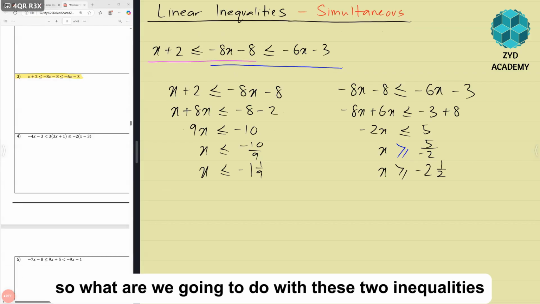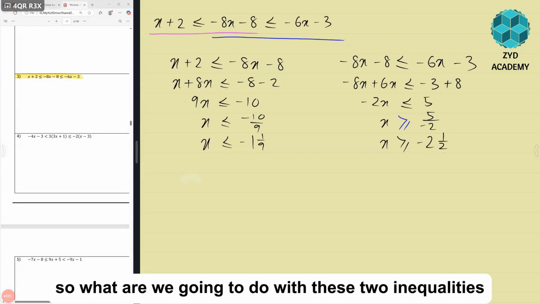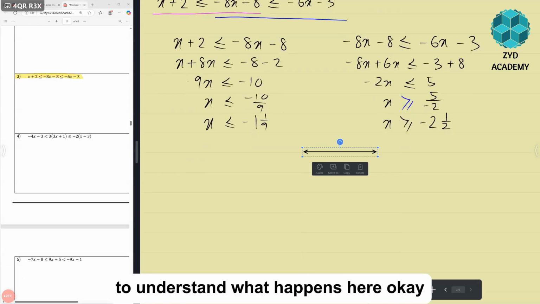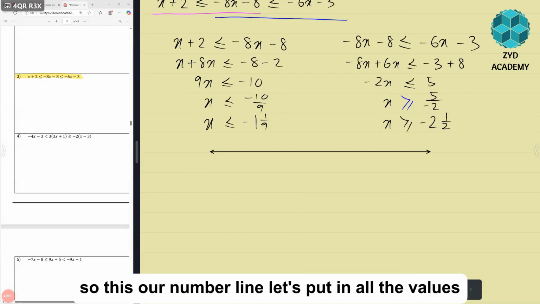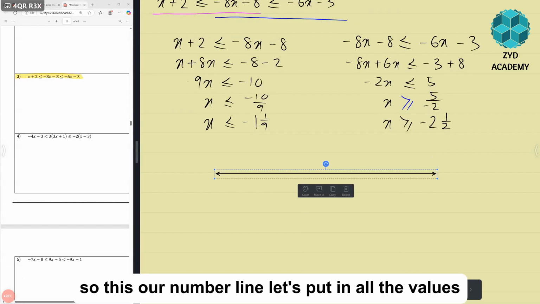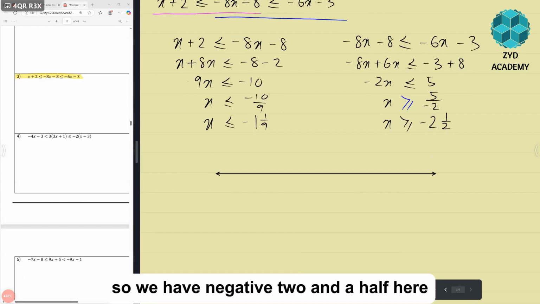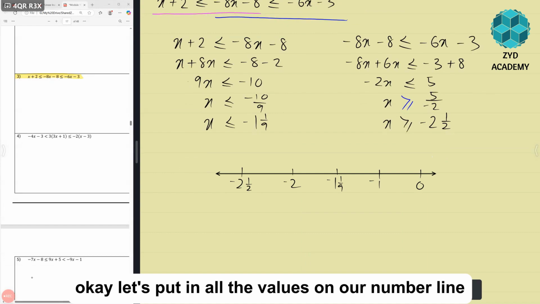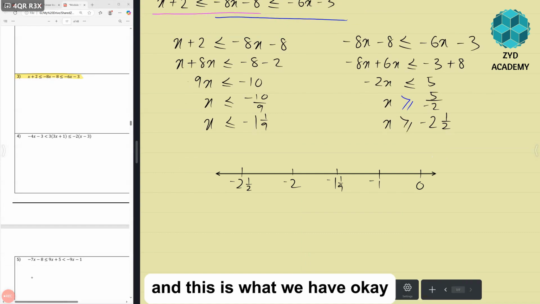What are we going to do with these two inequalities? Let us draw our number line to understand what happens here. This is our number line. Let's put in all the values. We have -2.5 here, so it's between -3 and -1. Sorry. Let's put in all the values on our number line, and this is what we have.